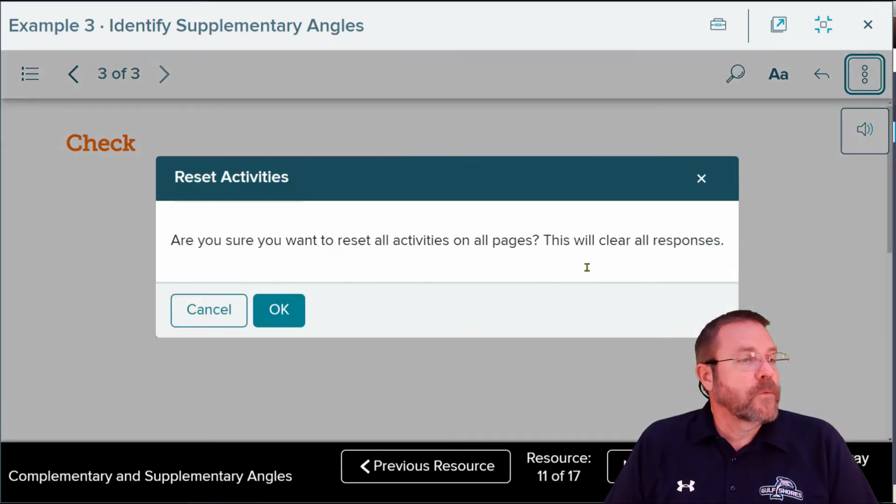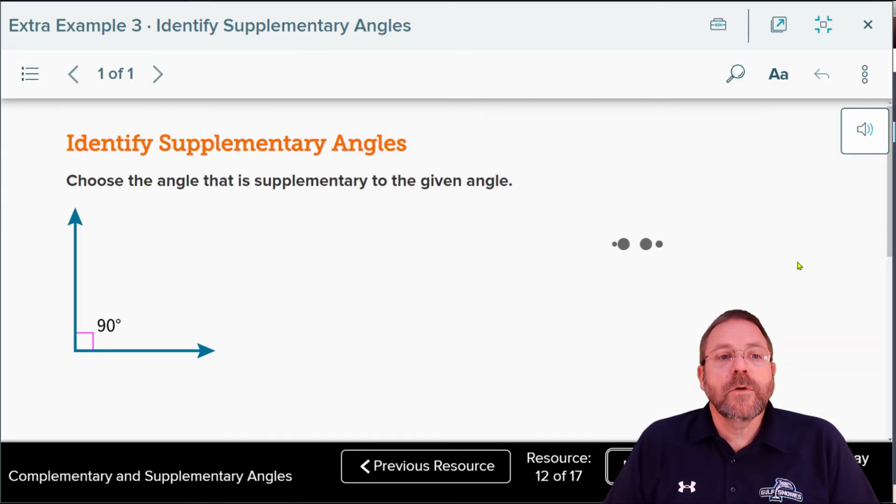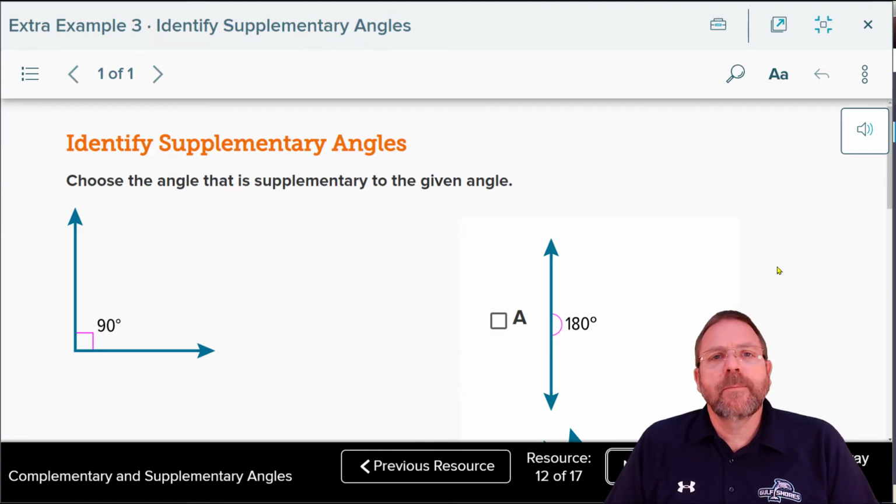This is some really simple stuff, very similar to the complementary angles that we had just worked. From here, you get to do extra example number 3 on your own. So pause the video and work on this one. Make sure you're giving me good big kid math to provide supporting work.